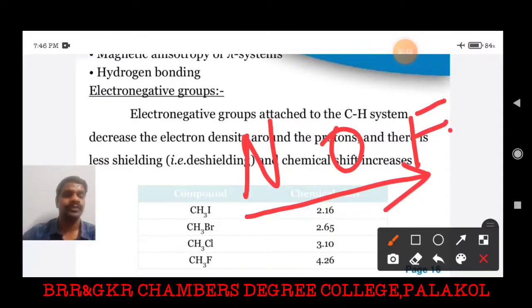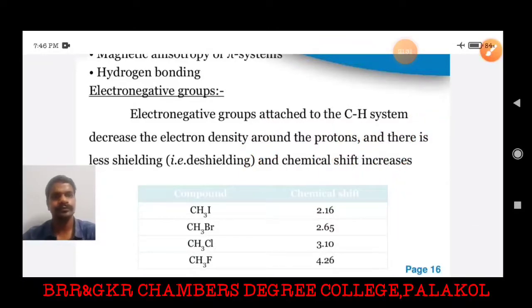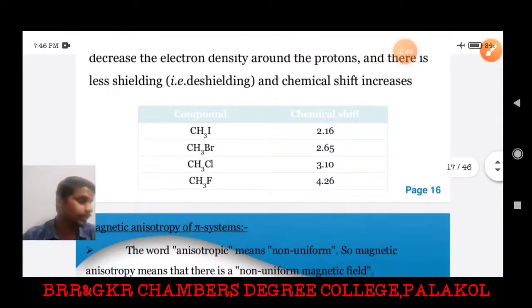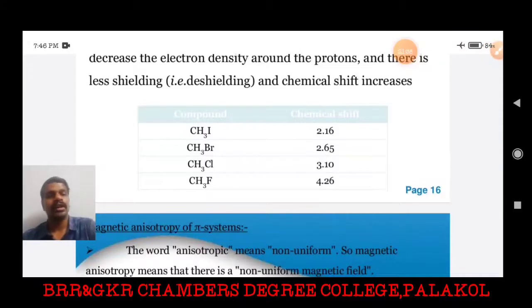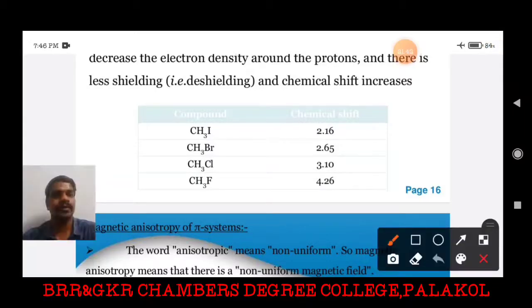From left to right, the electronegativity increases. That means in methyl fluoride, the hydrogens have fewer electrons than in methyl alcohol, and in methyl alcohol fewer electrons than in methylamine. Which molecule exhibits the lower chemical shift value? In methyl fluoride, we have the high chemical shift value.